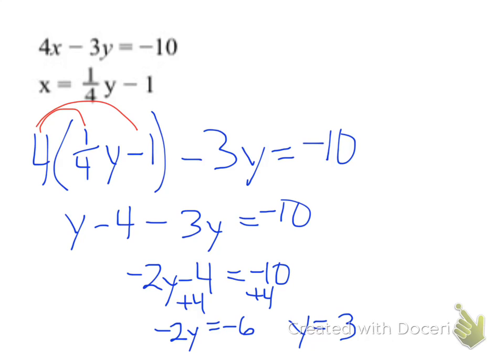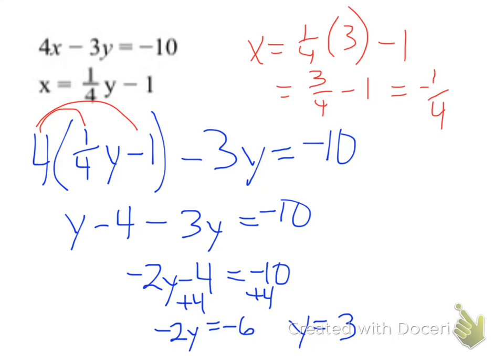Now I need to substitute it back in, so it's easy enough to put it right in that one because it's already solved for x. So I'm going to substitute that in. X will equal 1/4 times my y value that I just solved for, minus 1, which will be 3/4 minus 1. If you prefer decimals, you could use that as well. However, at this point, I'm going to get x to equal a negative 1/4. So my coordinate point here then is going to be a negative 1/4, 3.